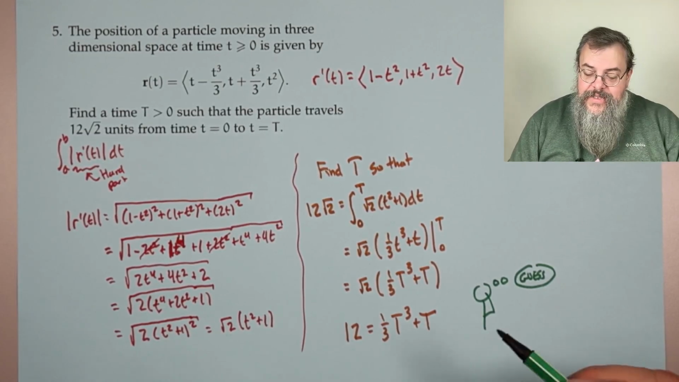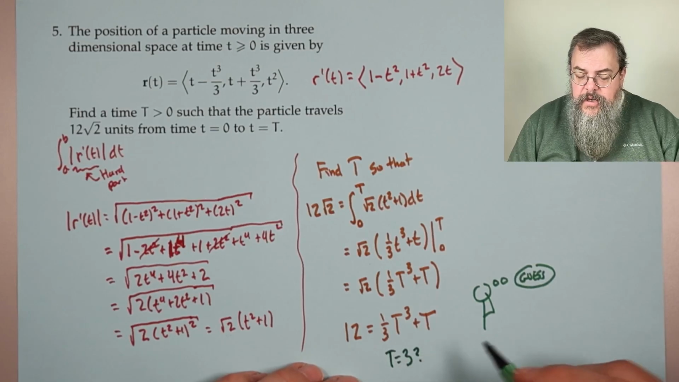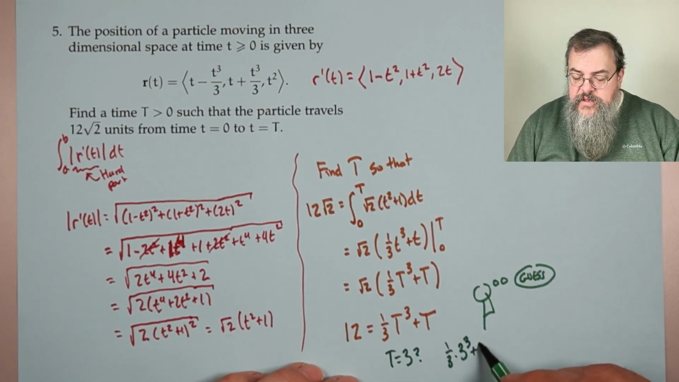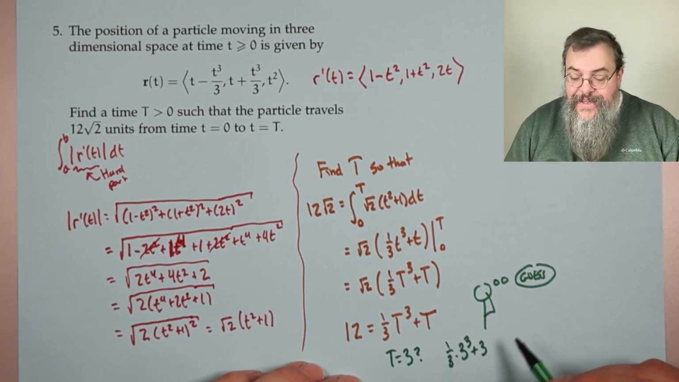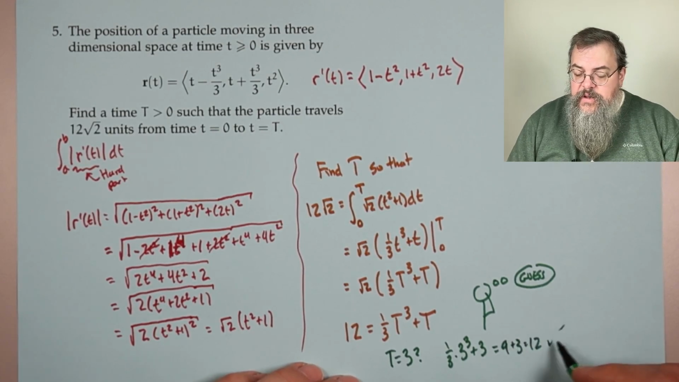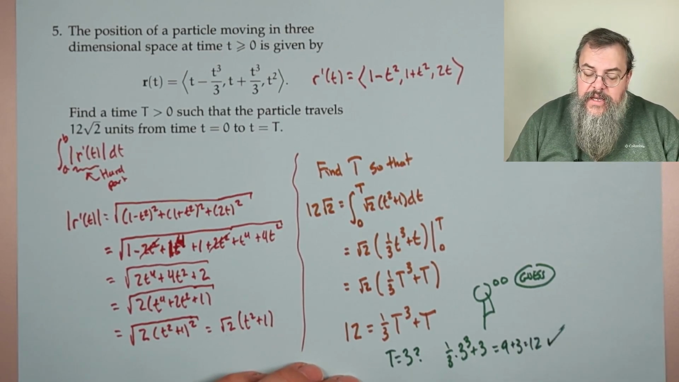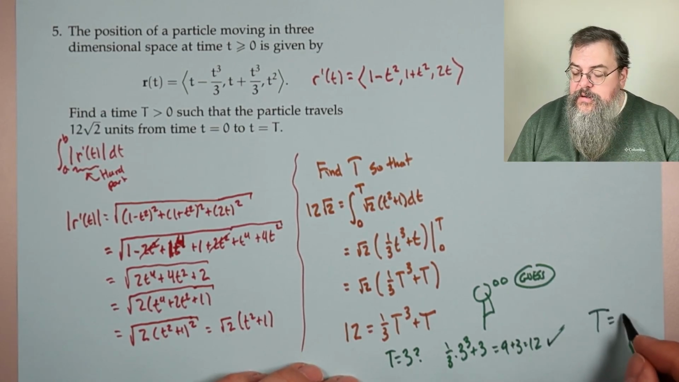So let's guess. Does T equal 3 work? Well, we have 1/3 times 3 cubed plus 3. Well, that's 27 over 3, which is 9. That's 9 plus 3, and that does equal 12. So we're like, yes, we found it. And so once you find it, it has to be the answer. And so we're done. T equals 3.